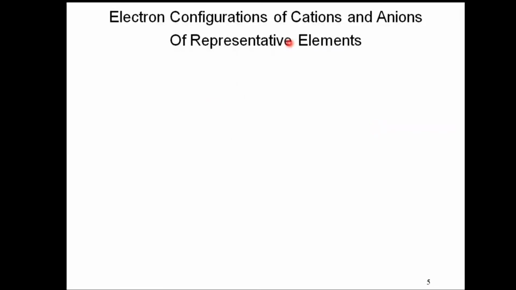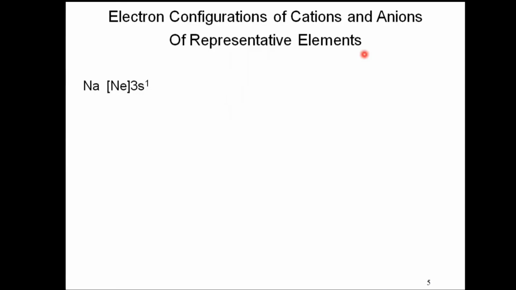Now we have to discuss the electronic configuration of cations and anions of the representative elements. Representative elements mean s and p block elements. Now sodium, you know, has the electronic configuration of neon and 3s1. It has an electronic configuration similar to neon. So instead of writing the full configuration 1s2, 2s2, 2p6, we write only neon within the brackets and then the outer configuration 3s1.